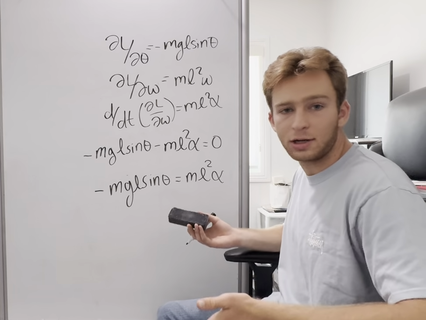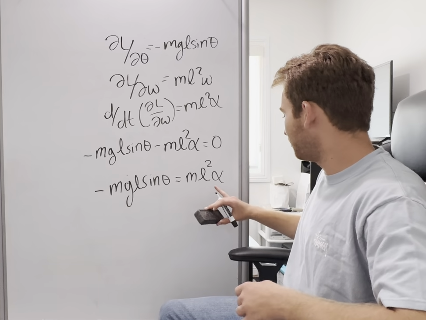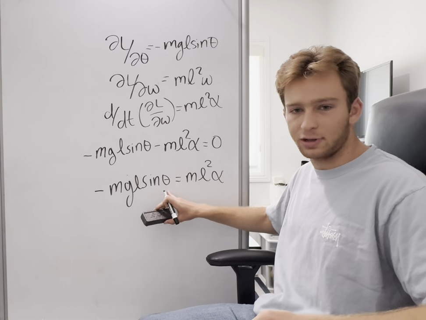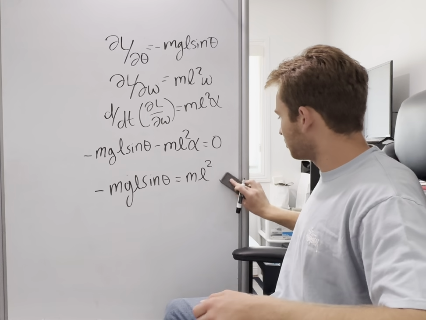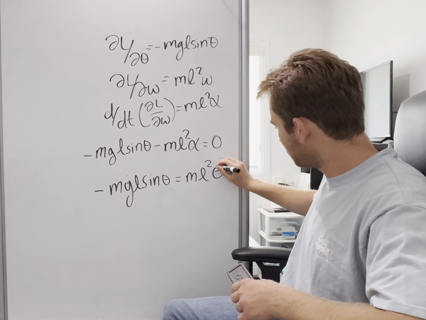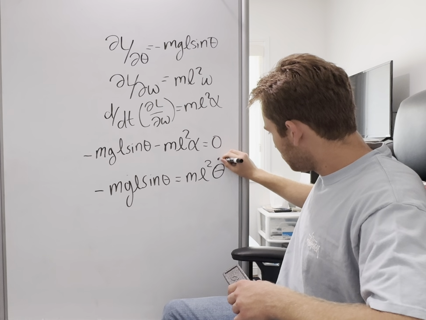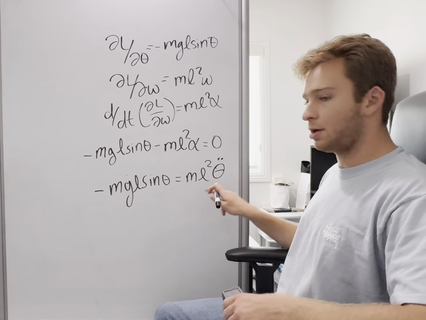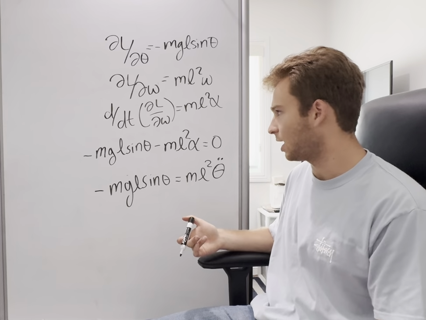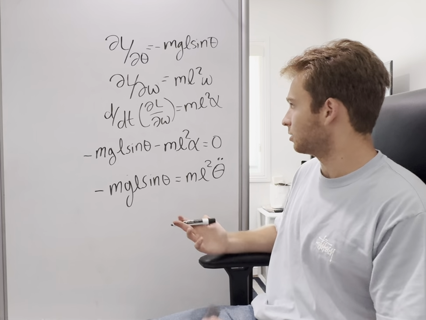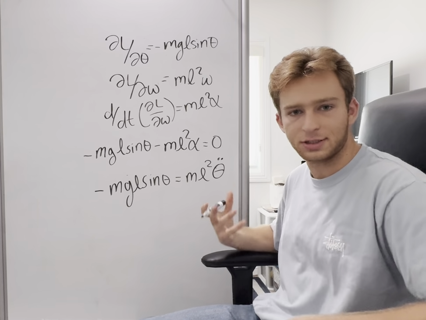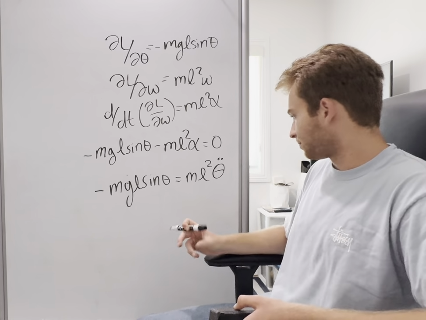Now I'm going to make one last substitution. If you recall, I was just talking about this. Alpha is the second derivative of theta. And so I'm going to replace alpha with theta double dot. What do these two dots mean on top of theta? Well, it just means that it's the second derivative of theta with respect to time. It's just a notation. I could have just as easily written omega, for example, as theta dot.